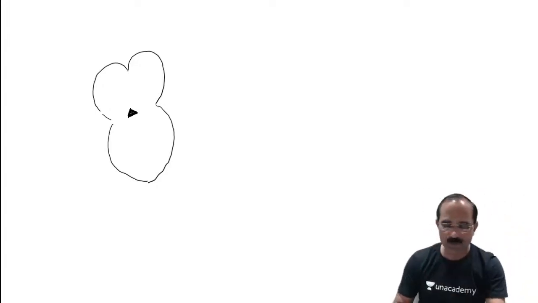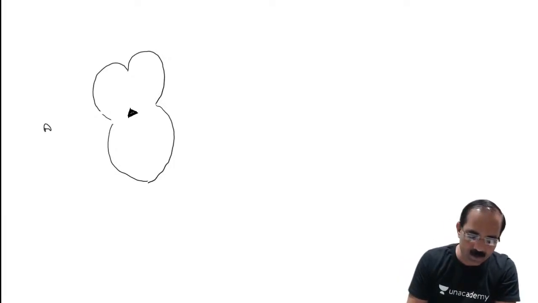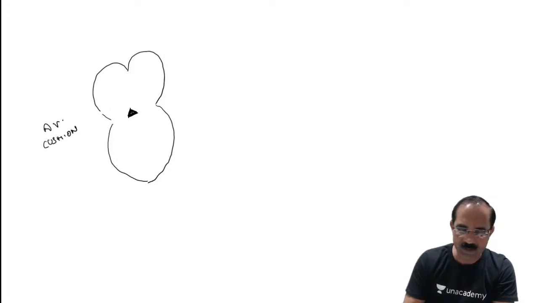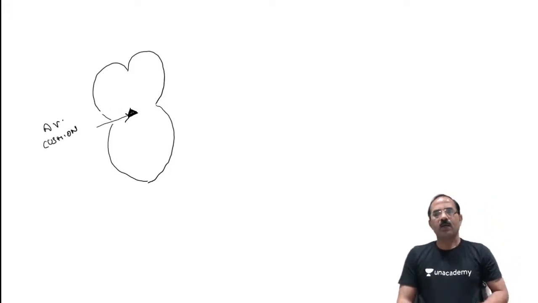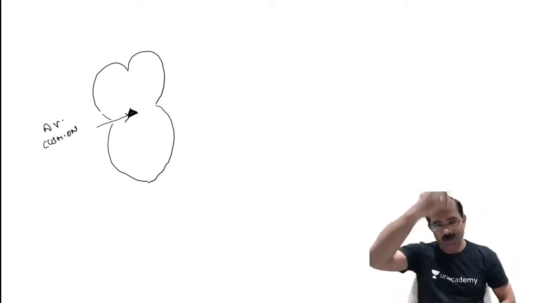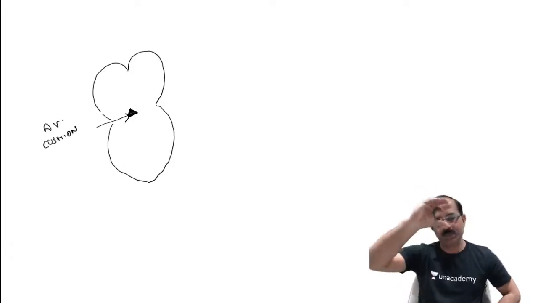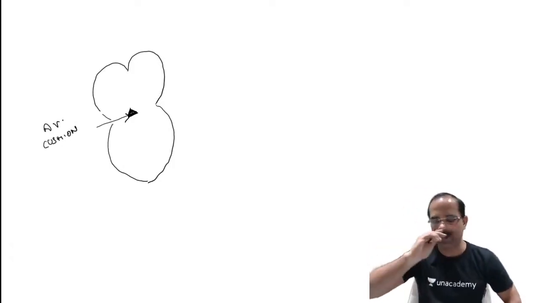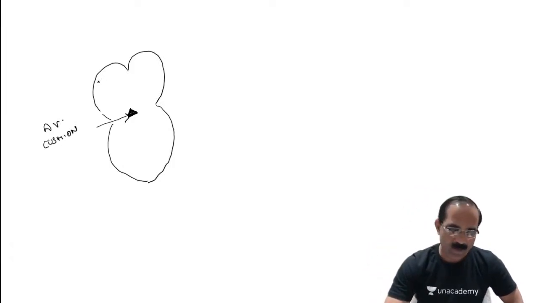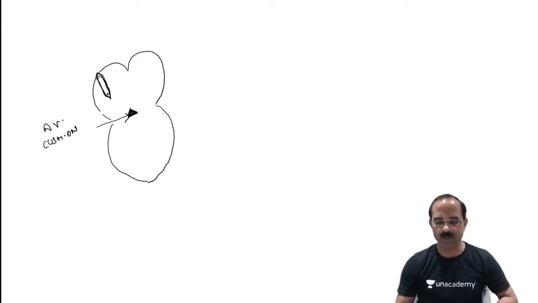The first thing which is formed here is the AV cushion. Before the formation of interatrial and interventricular septum, that's the AV cushion. And there's something here. That's the septum spurium. I'll tell you about that later.